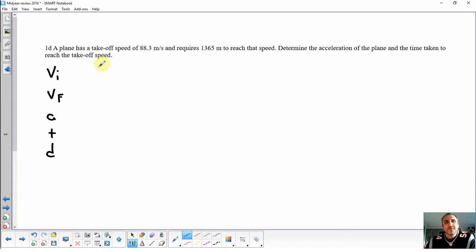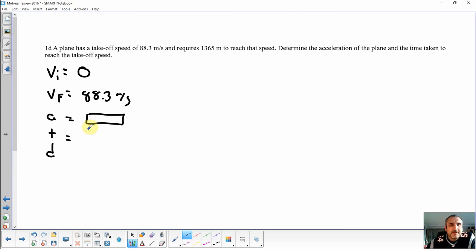It has takeoff speed. So how fast are you going when you start? The initial velocity of a plane trying to take off is usually 0. And we know it's going to get up to 88.3 meters per second. We're looking for the acceleration, and we're also looking for the time, evidently. And we know that this all happens over 1,365 meters. So we can do a little bit of math. I think we should probably start by getting the acceleration, because all of our time equations, anything with time, also has acceleration in it. So I think we need to get the acceleration first.